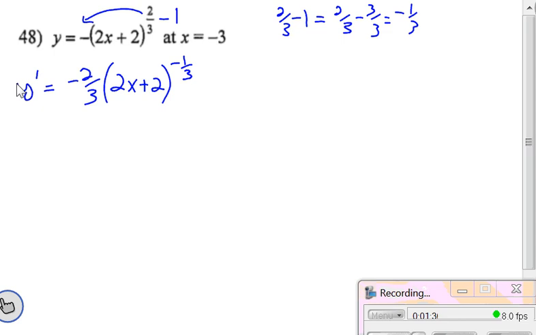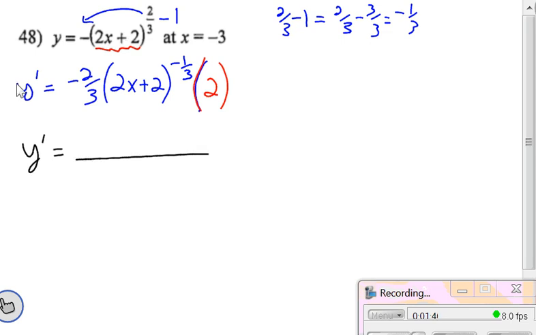We've applied the power rule. Now we do the chain rule. We're going to climb inside. The derivative of the inside of this is 2. Okay, so I'm going to clean up this. That's the derivative. Now I'm going to clean up this derivative.